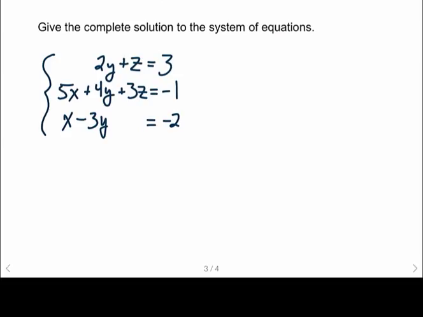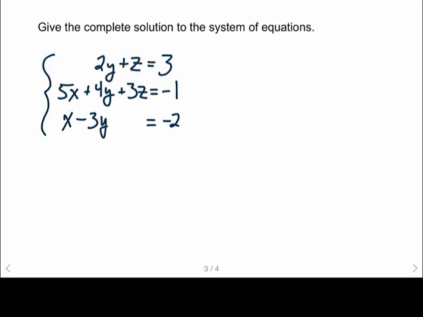Next we have a system that people think is hard, but actually turns out to be easier. It's 2y plus z equals 3, 5x plus 4y plus 3z equals -1, x minus 3y equals -2. What makes it seem hard is that we have missing pieces. What makes it actually easier is that we have missing pieces.